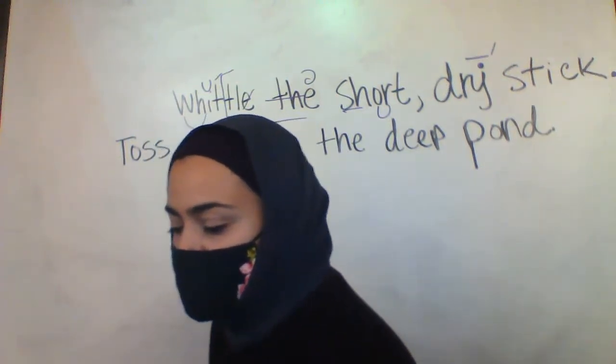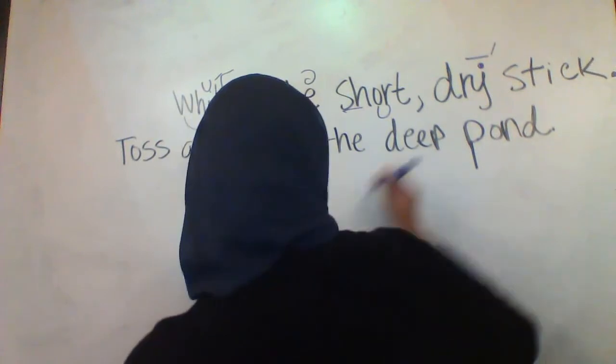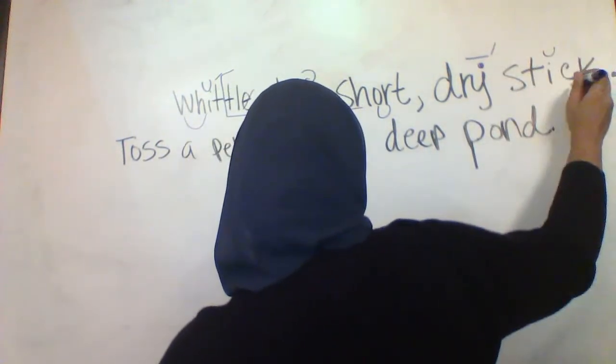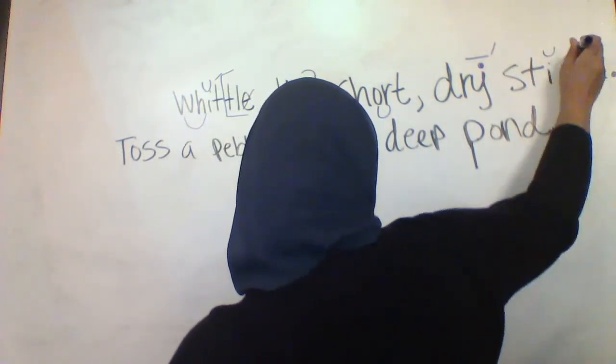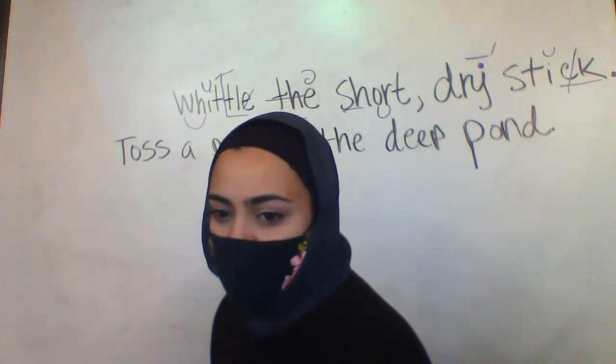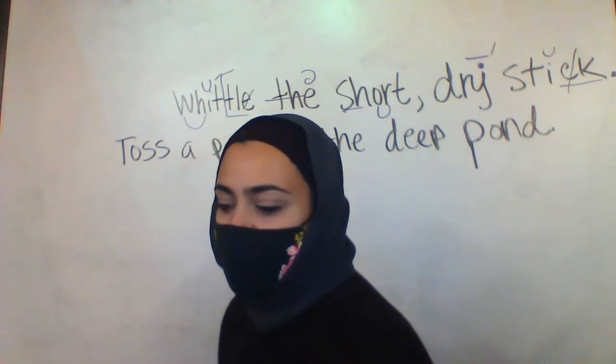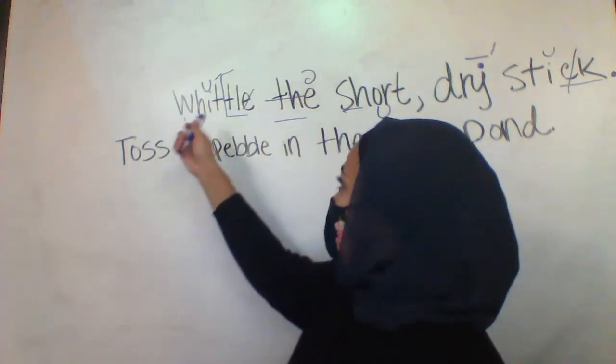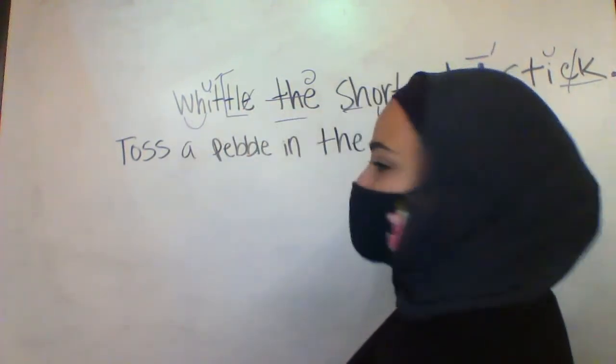JC. Okay. Right, cross out the C. Very good. What's the word? Stick. Let's read the sentence together. Whittle the short, dry stick.